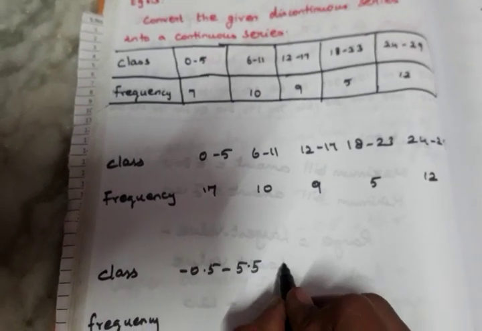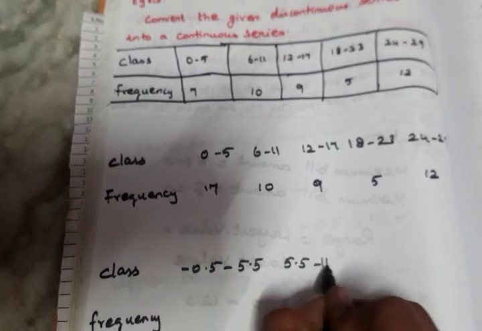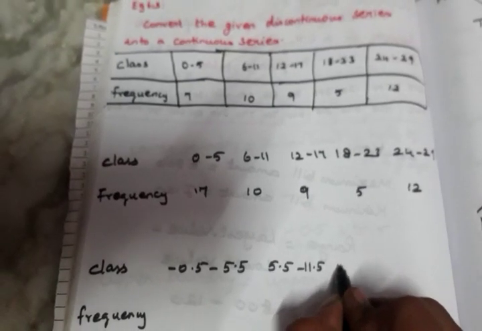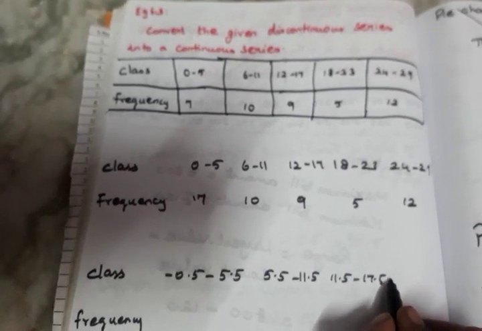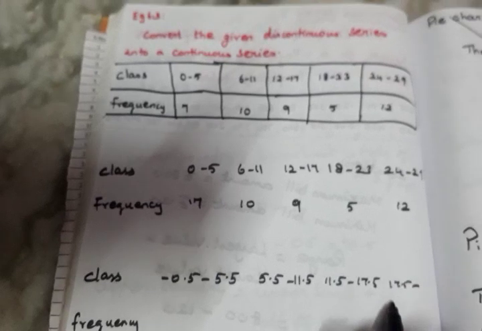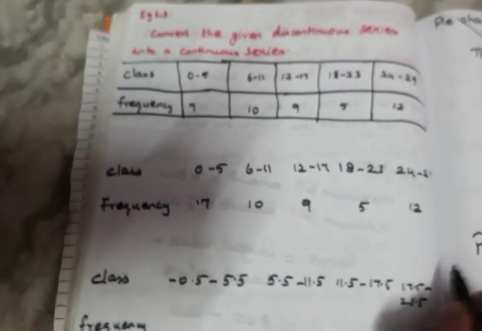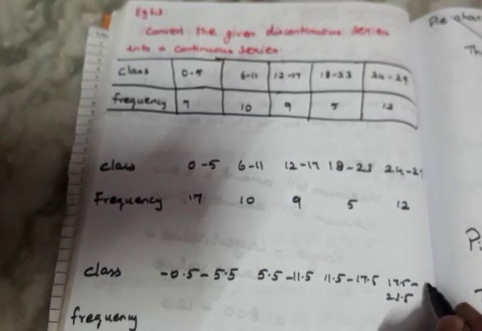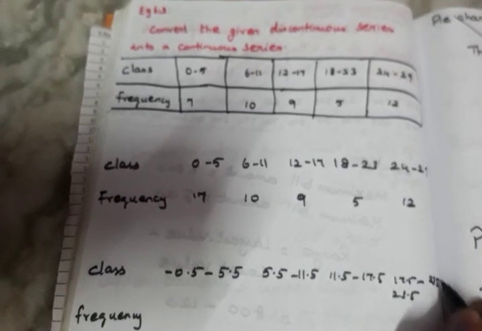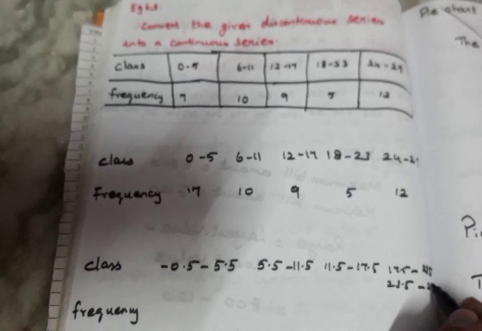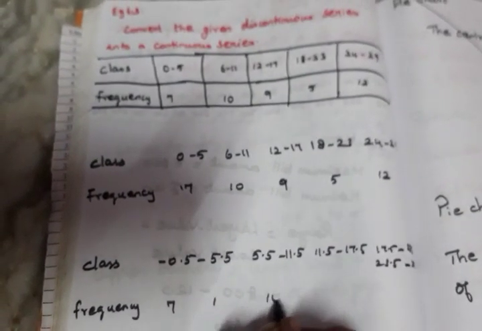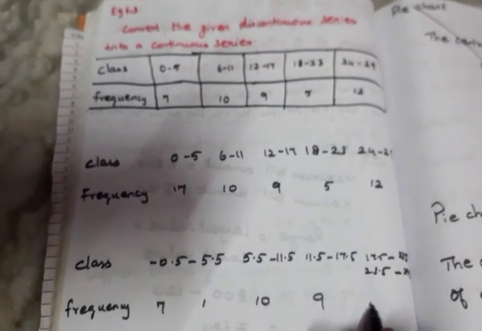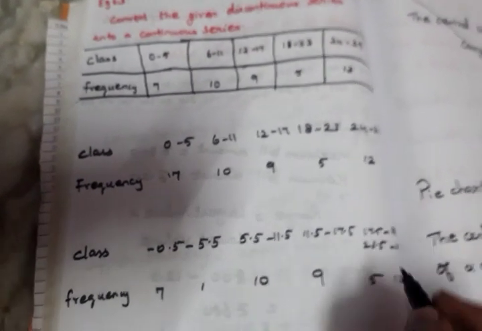5.5 added. Then next, 5.5 to 11.5. Then next, 11.5 to 17.5. Then next, 17.5 to 23.5. Then next, 23.5 to 29.5. With frequencies 7, 10, 9, 5, 12. These are the continuous series.